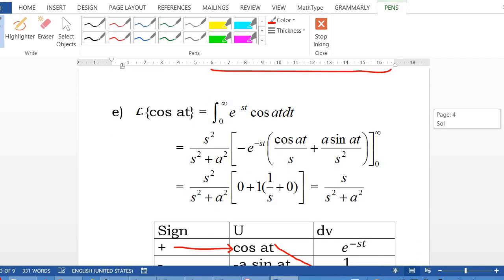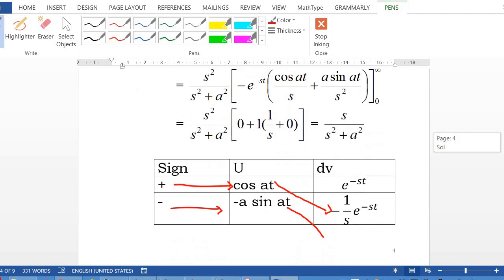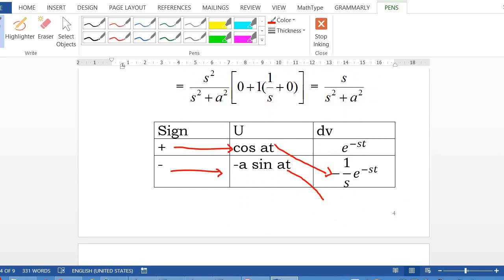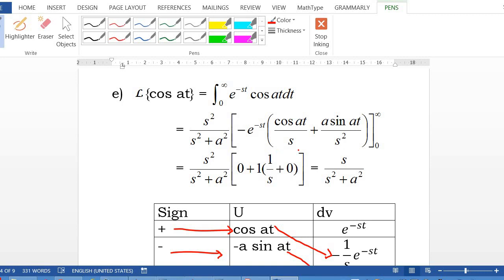Then similarly, to get the Laplace transform for cos at, you integrate exponent negative st cos at dt from 0 to infinity. By using the tabular method, which you can do and prove by yourself later on, you'll get this result.